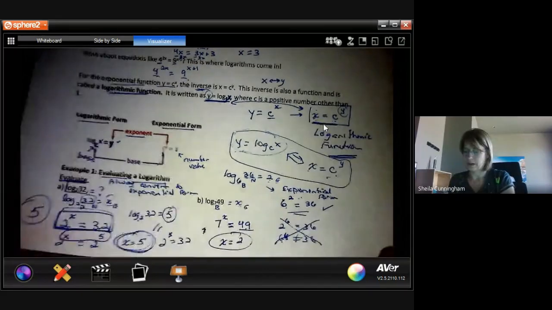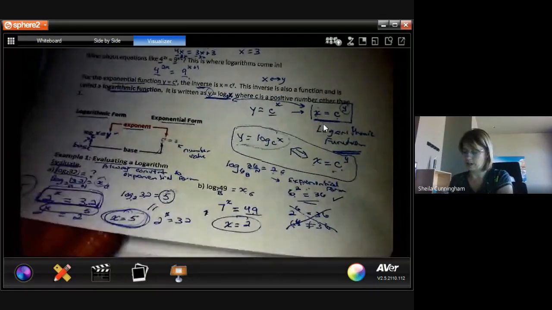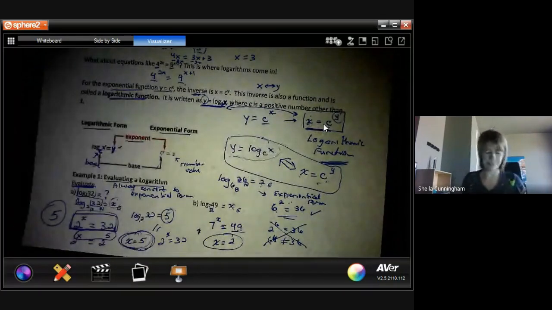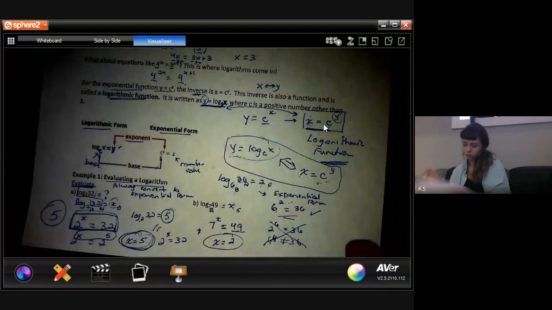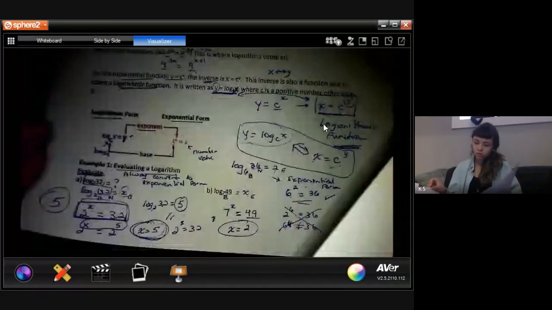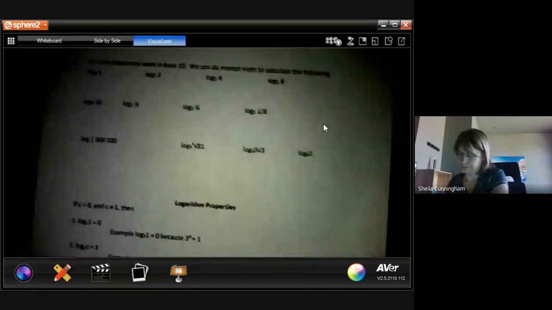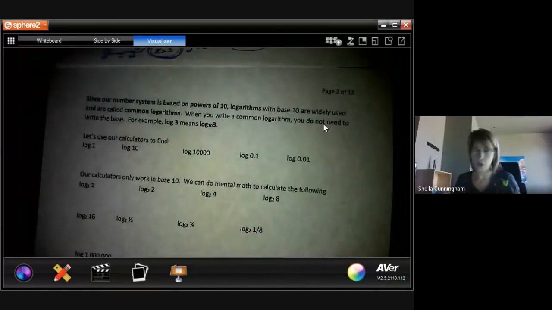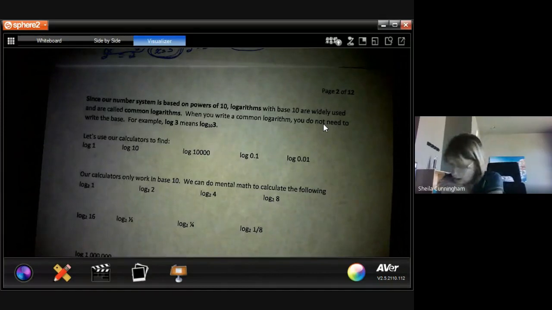Okay. So let's move on to the next page. Where do I have us going next? Okay, so where we go next is we're going to use these logarithms a little bit more and play around with them.